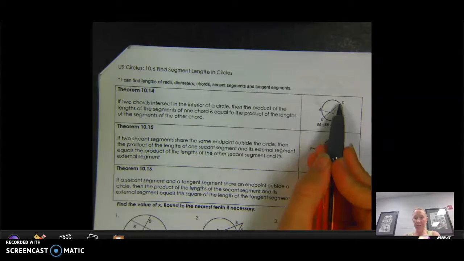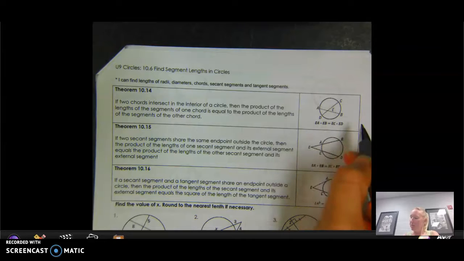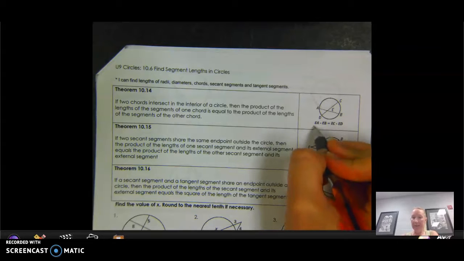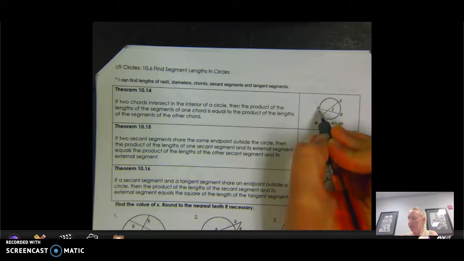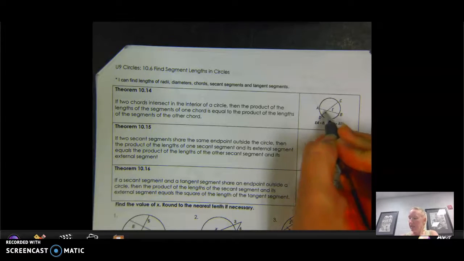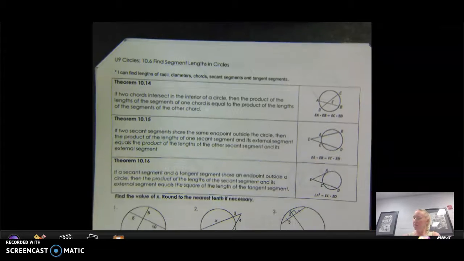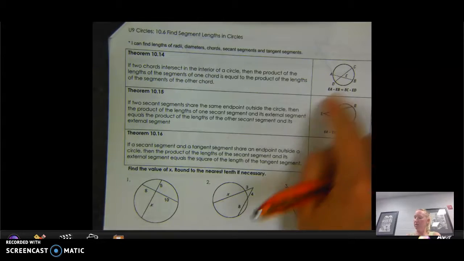So I have two chords in a circle, so this is Theorem 10.14. So what happens here is the product of these lengths, so A to E times E to B, will actually equal E to C times E to D. So this piece times this piece will equal this piece times this piece on any two chords that cross in a circle, okay? So let's try number 1 down below because that goes along with that one.